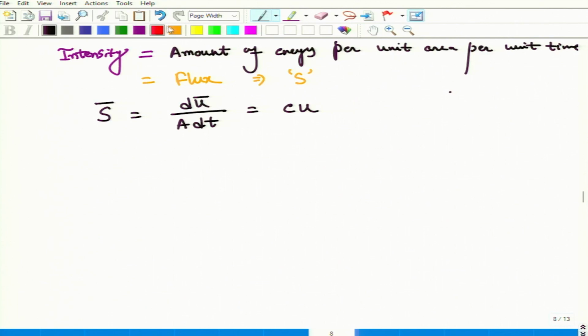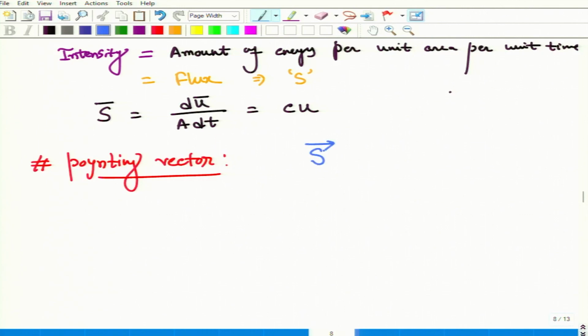Now let me discuss the Poynting vector. I discussed the Poynting vector a little bit last class; here let me discuss it in detail. The Poynting vector is also denoted by S. It is defined as 1 by mu naught E cross B. This is the Poynting vector.